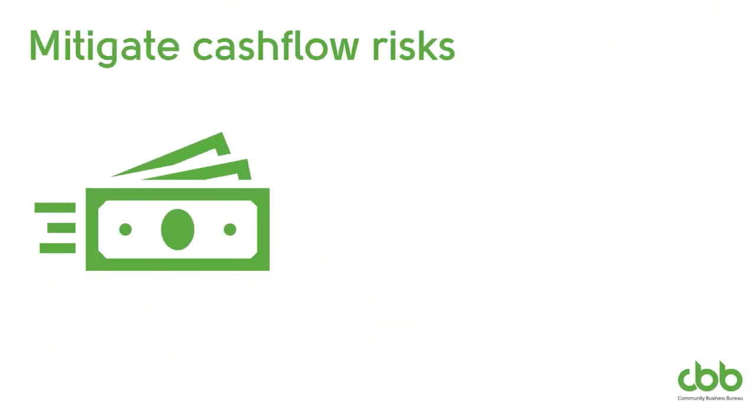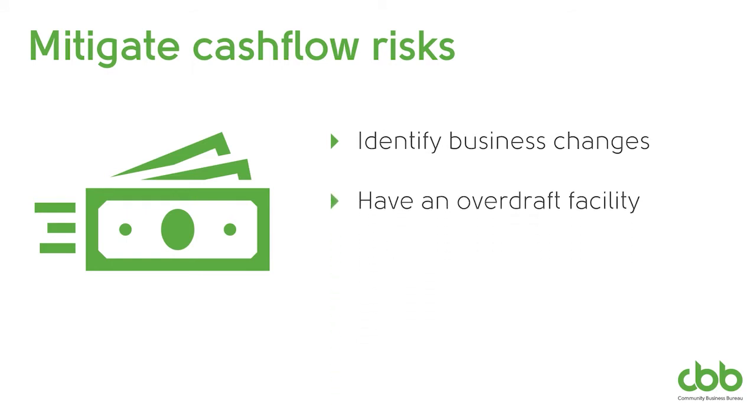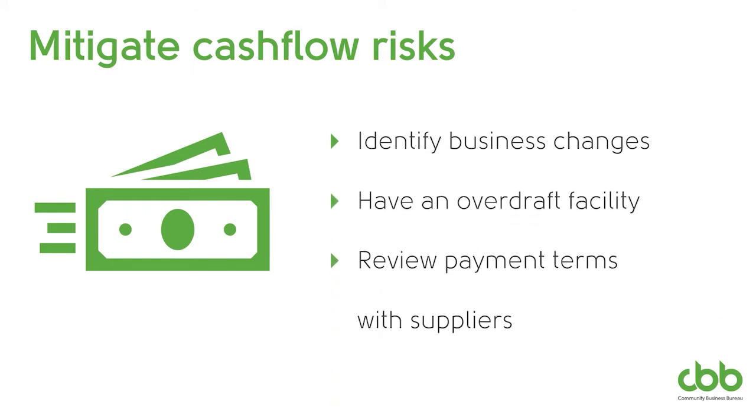If historical patterns show points where there is less cash available to pay bills, you may need to look at ways to mitigate the risk, for example with business changes, possibly an overdraft facility, or reviewing payment terms with your suppliers, which may be able to review and adjust to improve your cash flow, say by paying monthly instead of a year in advance for things like insurance.